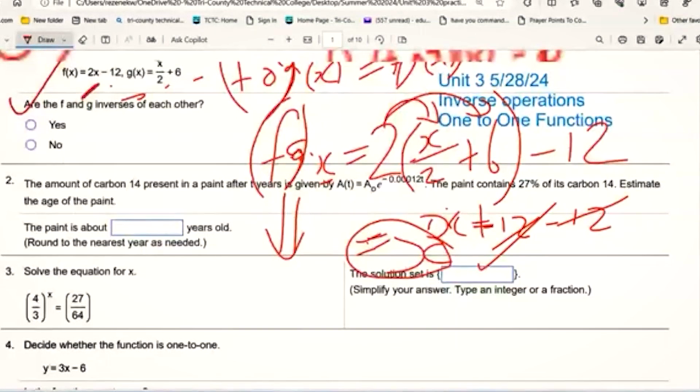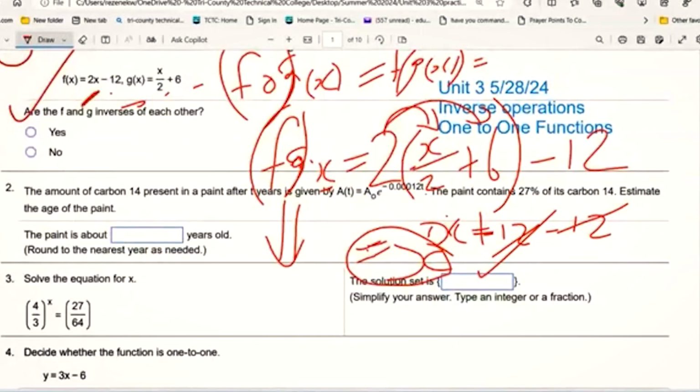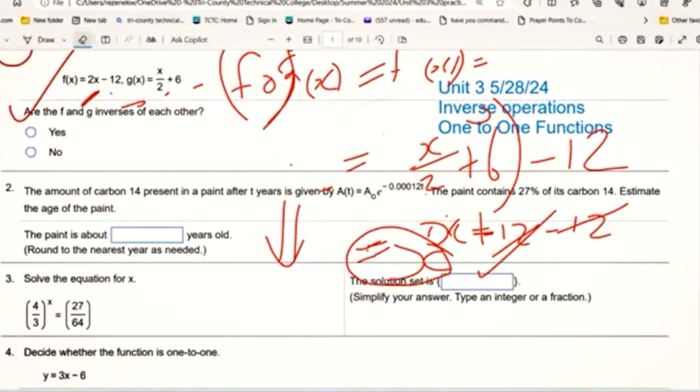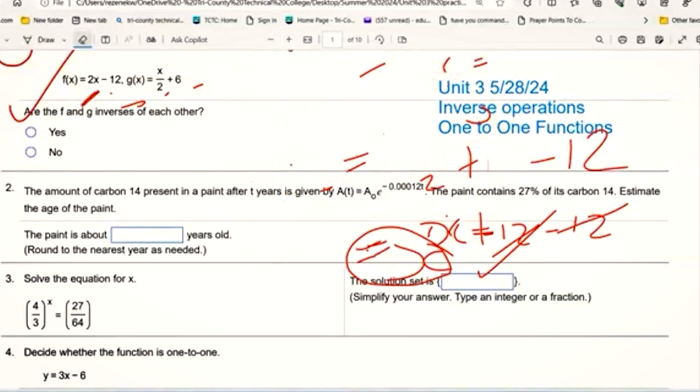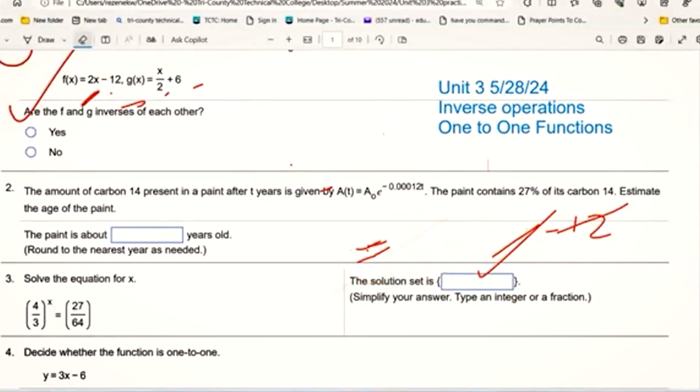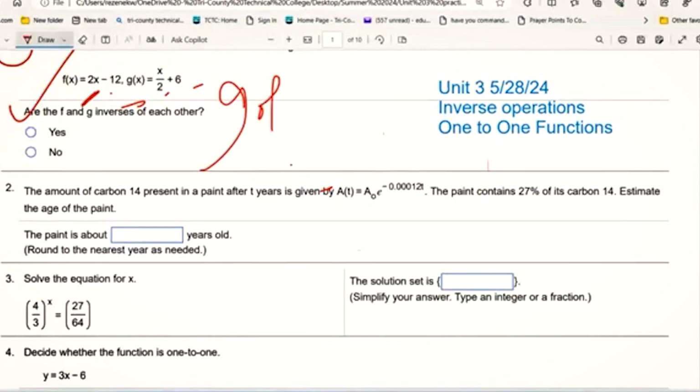All right, so I'm going to tidy up some stuff here. Do some cleaning. Okay, and then I will find g of f of x. If it is equal to x, then the two functions are inverses of each other. All right, so g of f of x.